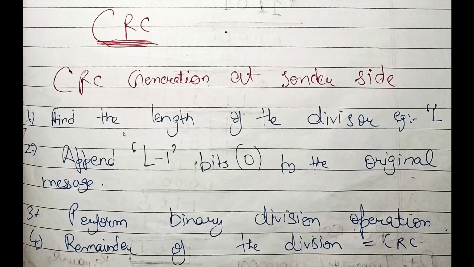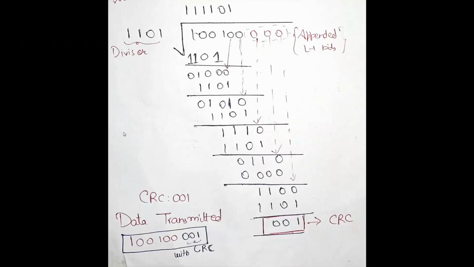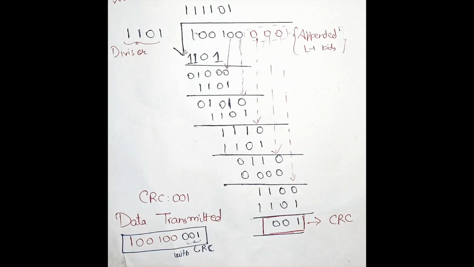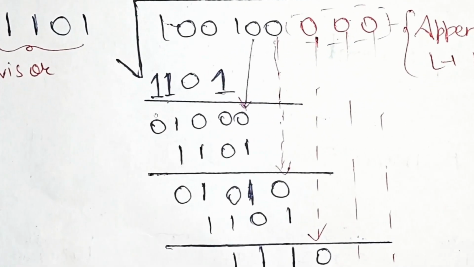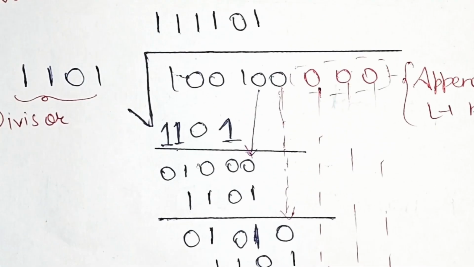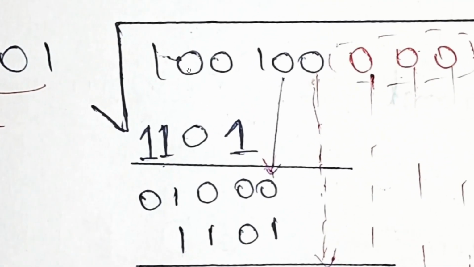Okay, now first of all, let me explain it to you. Now suppose the data was, please listen carefully, otherwise you won't be getting this clearly. Suppose the data is 100 100. This 100 100 is the data.